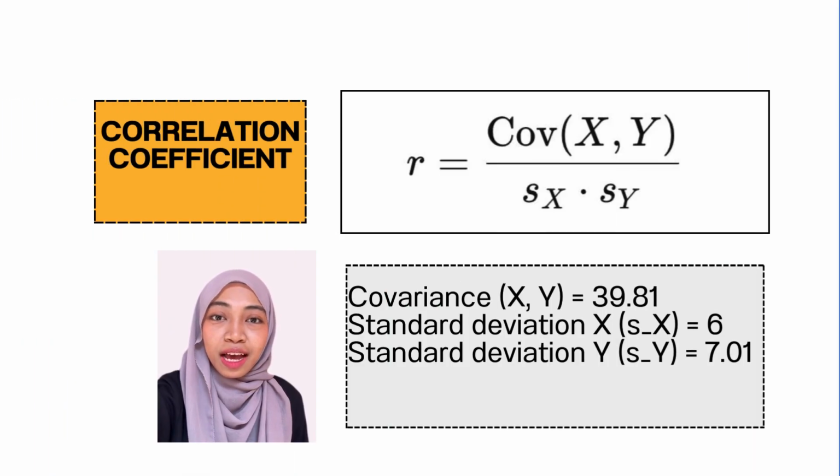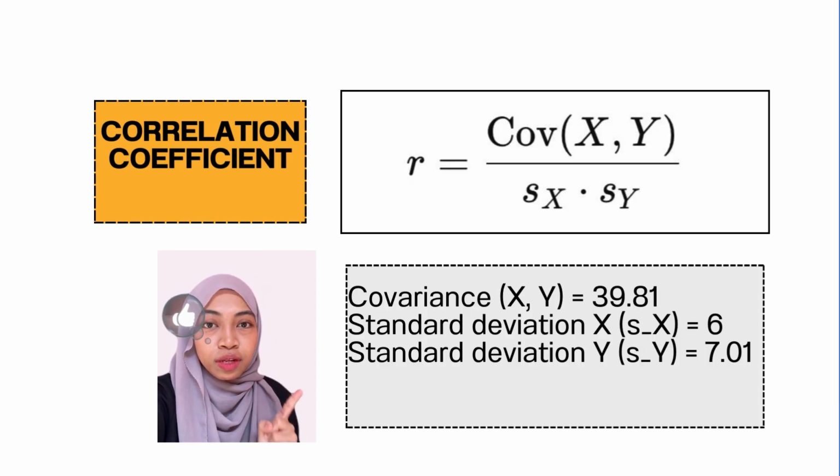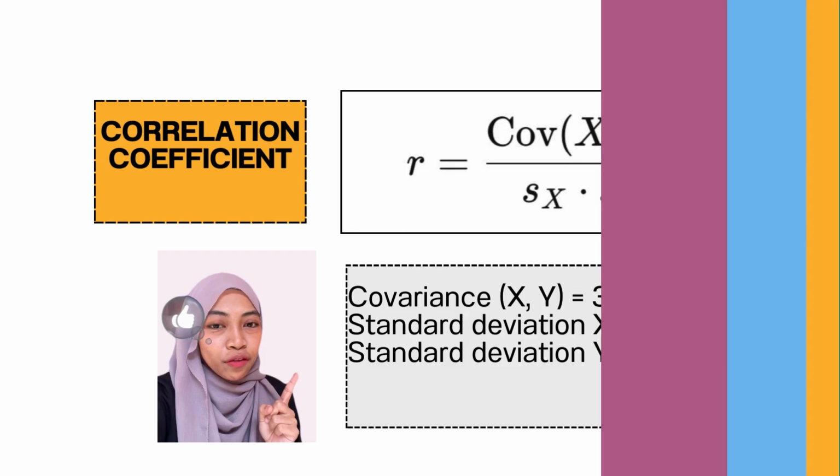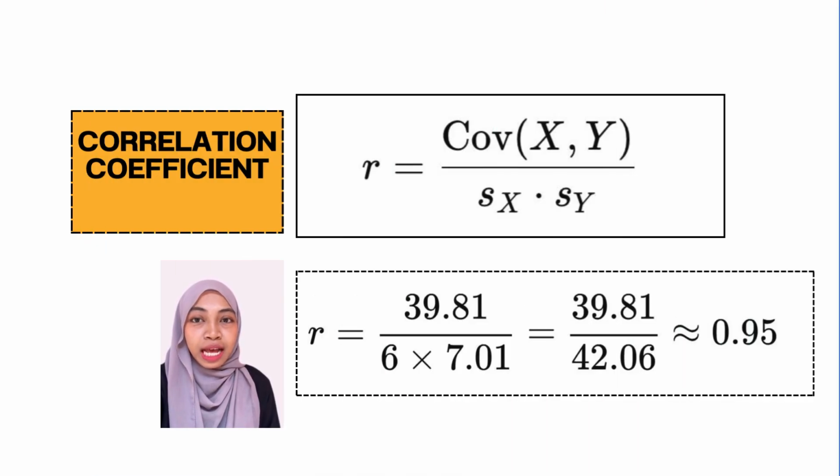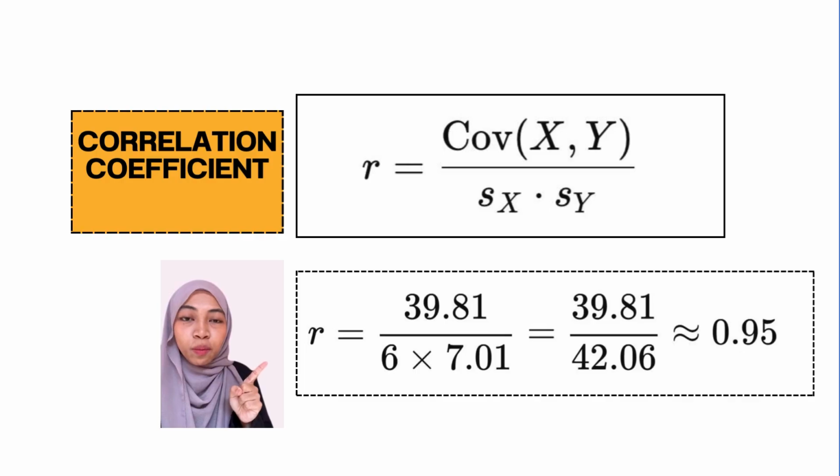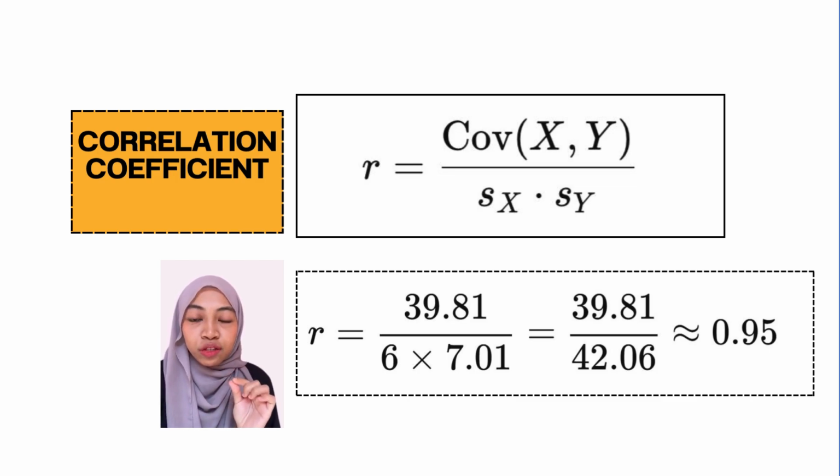So next, I calculated the correlation coefficient, which is the second method. This is the formula to calculate correlation coefficient. After doing the calculation, I got a value of 0.95, which is very close to 1. This means the relationship is very strong and positive.